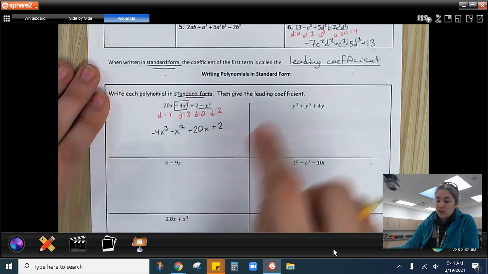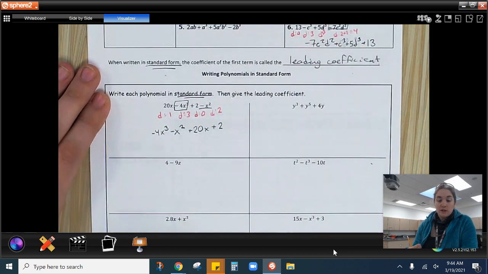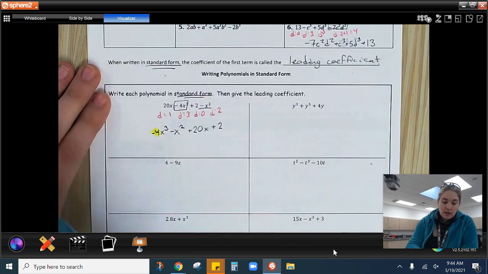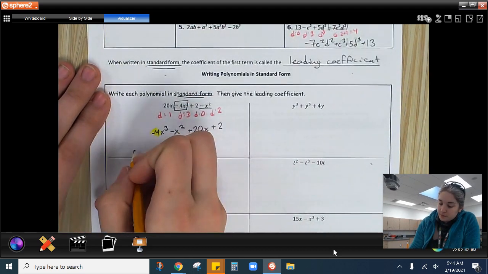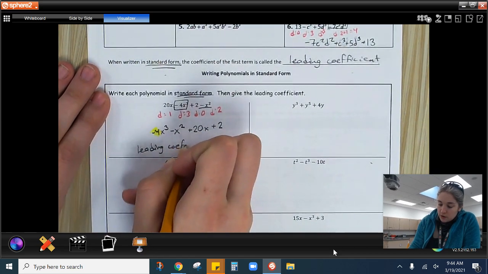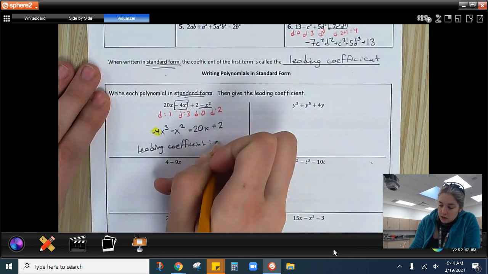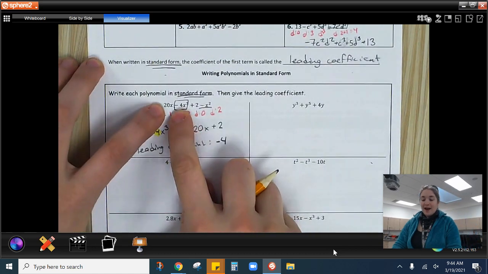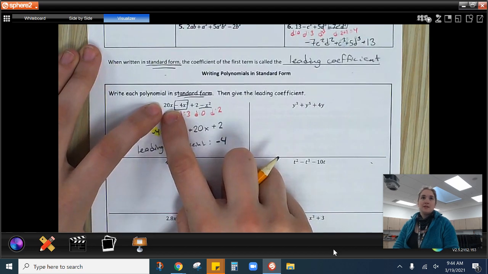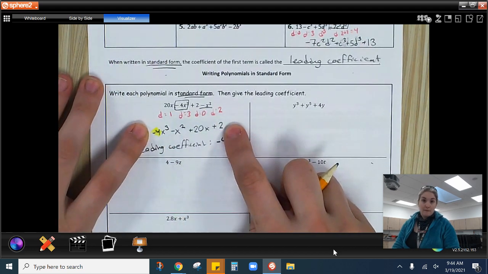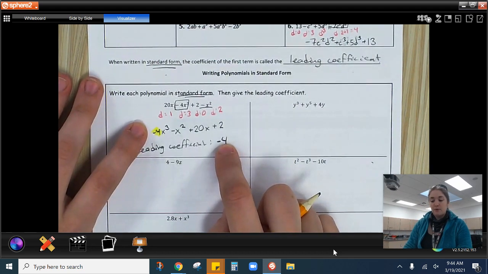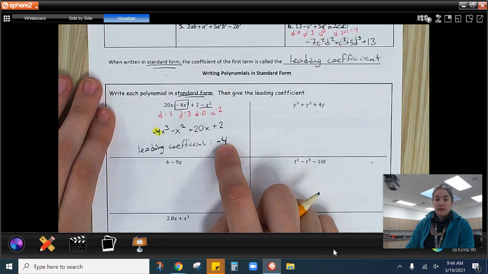Now we have to look and find the leading coefficient. What coefficient is out front of everything? Well, the coefficient that's out front of everything is this negative 4. So the leading coefficient is negative 4. Now, if you had not rewritten it, you might think that 20 was your leading coefficient, but that's not the case. That's why it's so important to do standard form first to find your leading coefficient, all right? We're going to use this a lot coming up for really the rest of the year, is finding our leading coefficients.